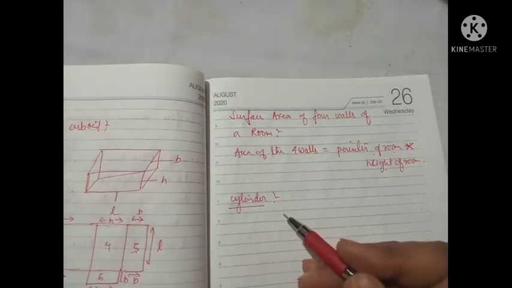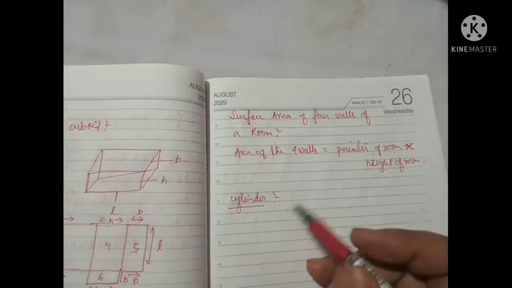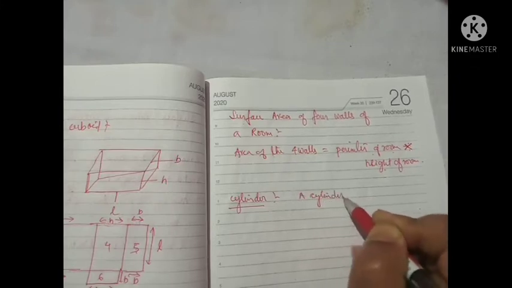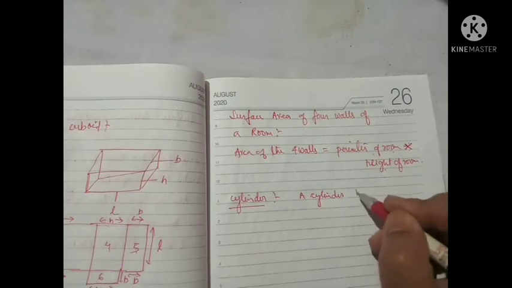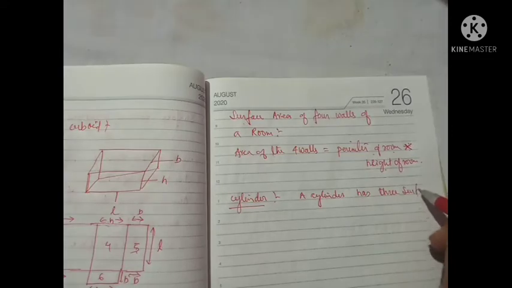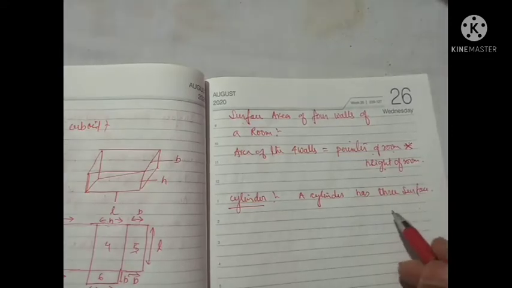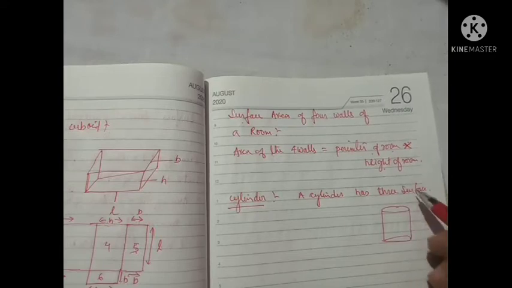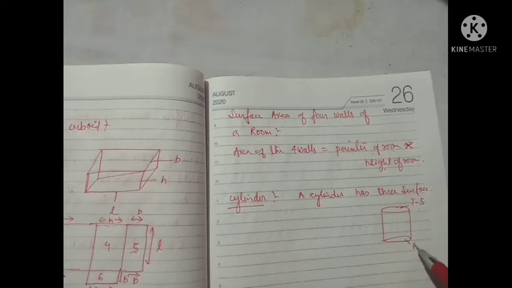Next we will have the cylinder. We are going to find out the surface area of a cylinder. A cylinder has 3 surfaces. Let's draw the cylinder here. This is the shape of the cylinder. This is the top surface, this is the base surface, and this is the curved surface.